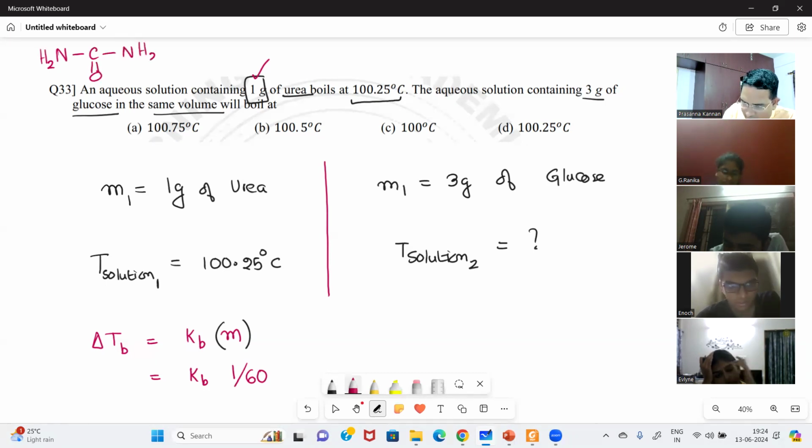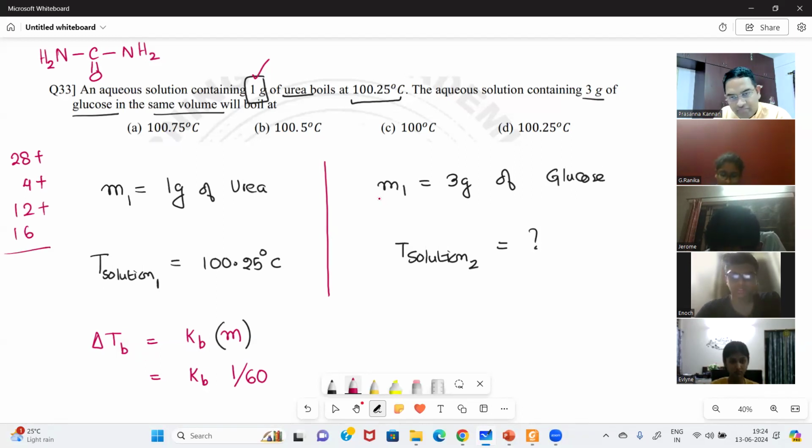This is urea. You can see that 2 atoms of nitrogen are there, so 28. 4 atoms of hydrogen are there, 4. 1 carbon is there, 12. 1 oxygen is there, 16. So it is 60. So molecular mass is 60, right? So given mass divided by molecular mass, that is your number of moles, divided by the mass of the solvent, right?